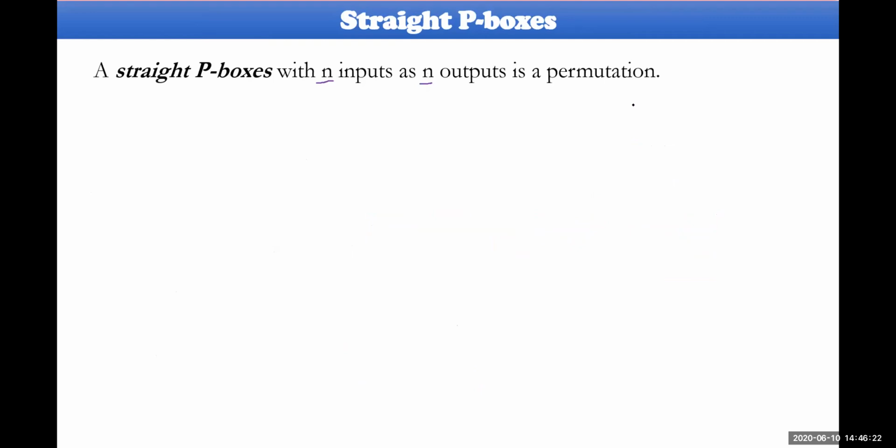So A, B, C will be given as inputs. There might be some kind of combinations, but the output must be only 3 lines. Either it may be CAB or BAC, something like this. The number of inputs will be 3, and the output lines will also be 3. That is why it is called a straight permutation box.